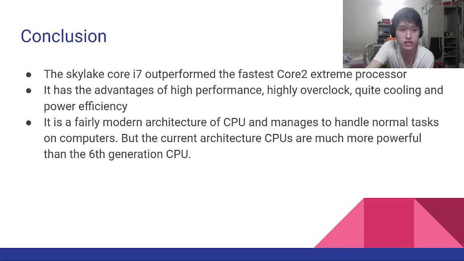So in conclusion, the Skylake Core i7 outperformed the fastest Core 2 Extreme processor. It has the advantages of high performance, high overclockability, quiet cooling, and power efficiency. It is a fairly modern CPU architecture and managed to handle normal tasks on computers. But current CPU architectures are much more powerful than the 6th generation CPU.